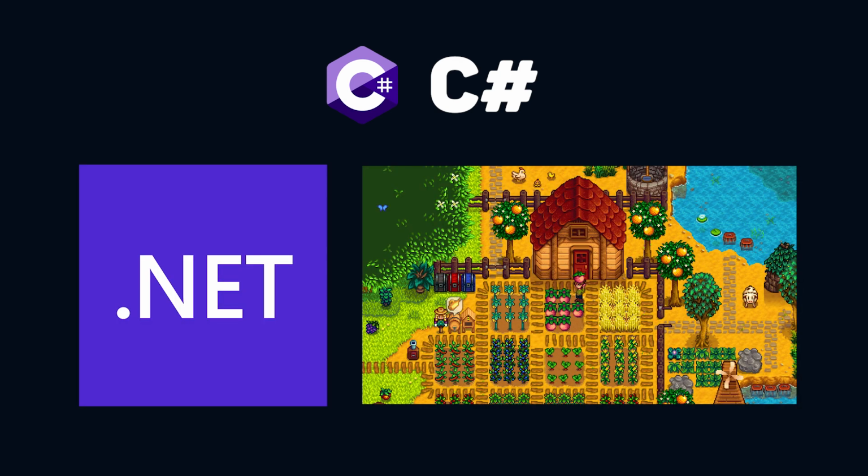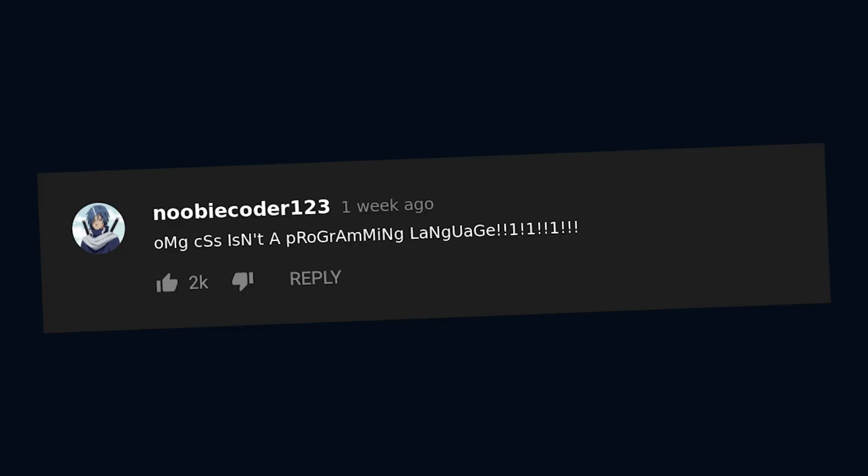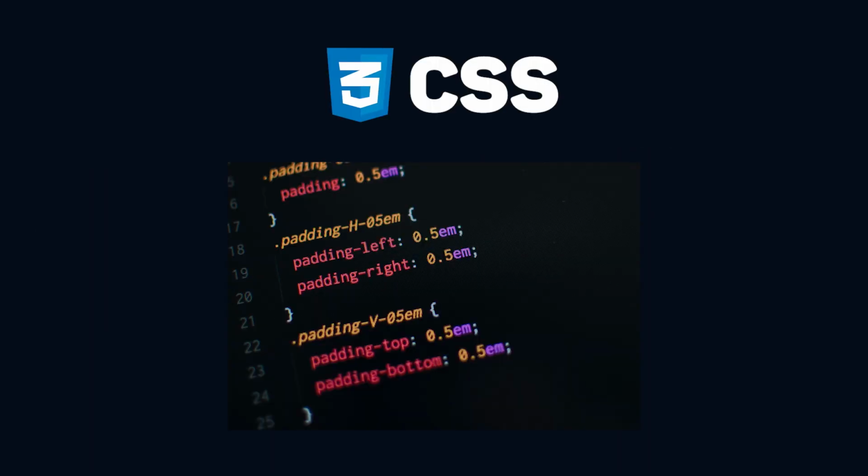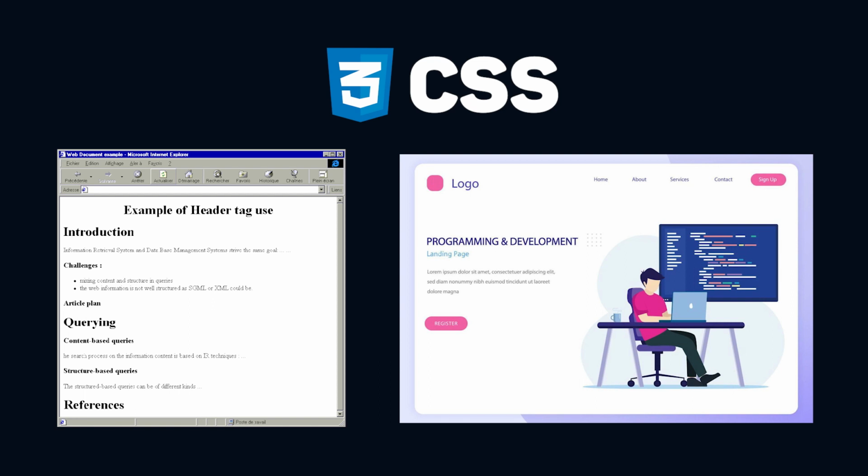C and C++'s weird cousin, C# is used almost entirely for the .NET framework and making video games. Oh, I can already see the comments for this one. CSS is a style sheet language, technically not a programming language, but I'm still including it, that allows you to make web pages look better.